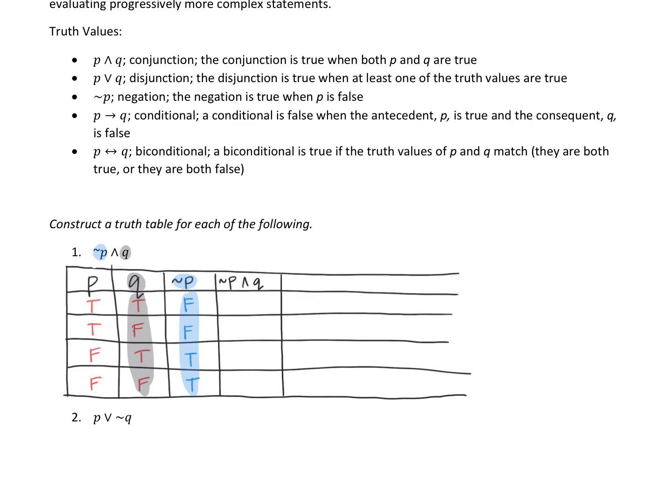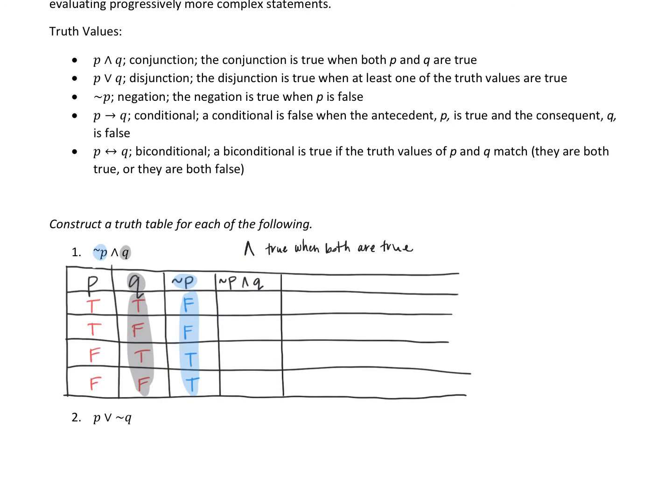Now what I have to remember is the symbol and, that's a conjunction. This is true when both are true. So each of the truth values in the columns that I'm looking at would have to be true in order for the conjunction to be true.